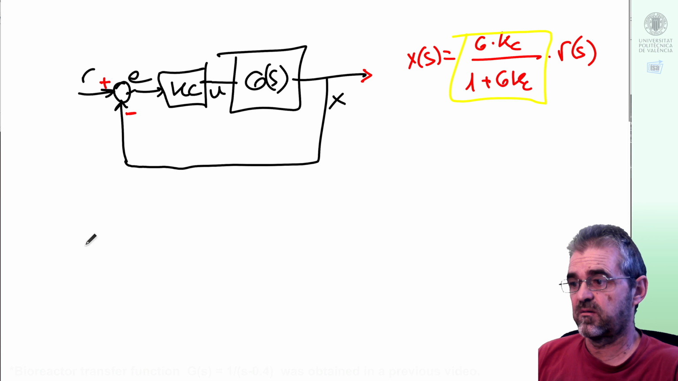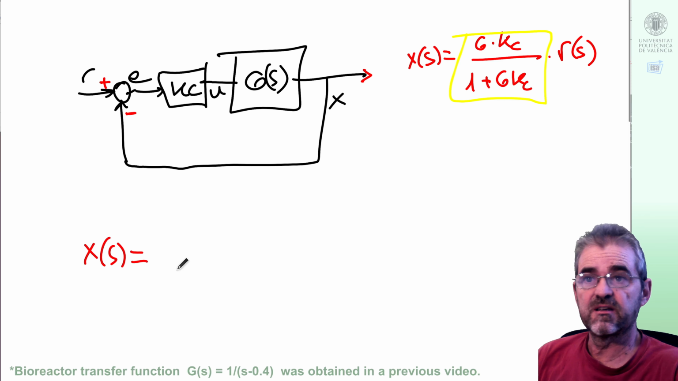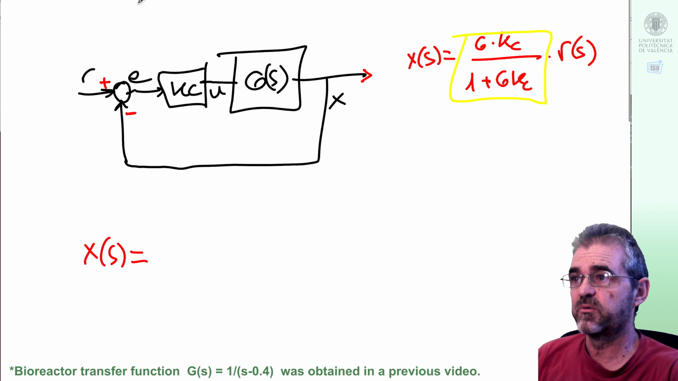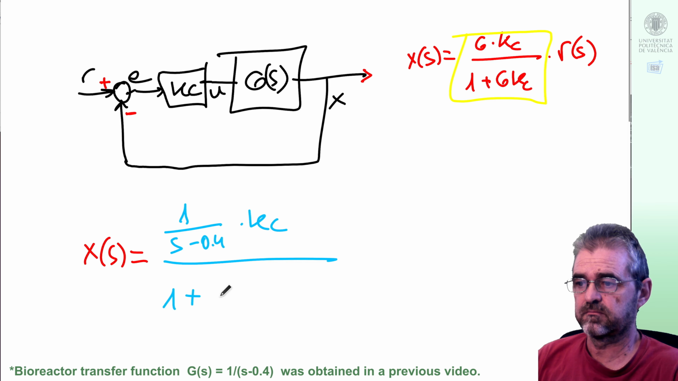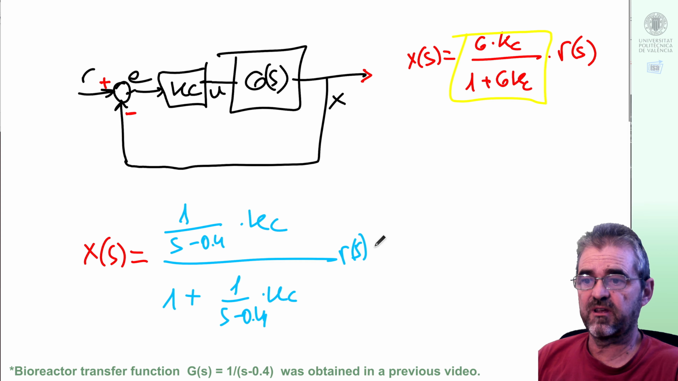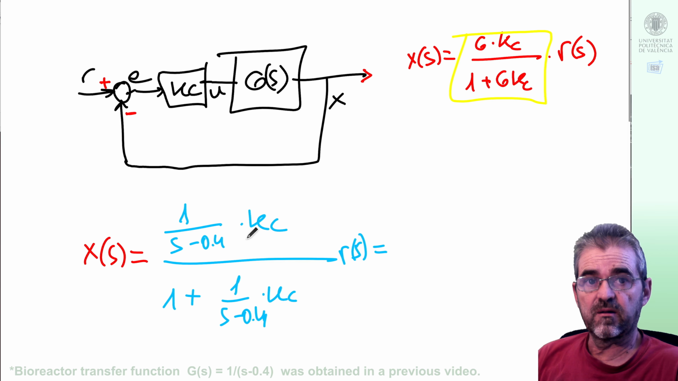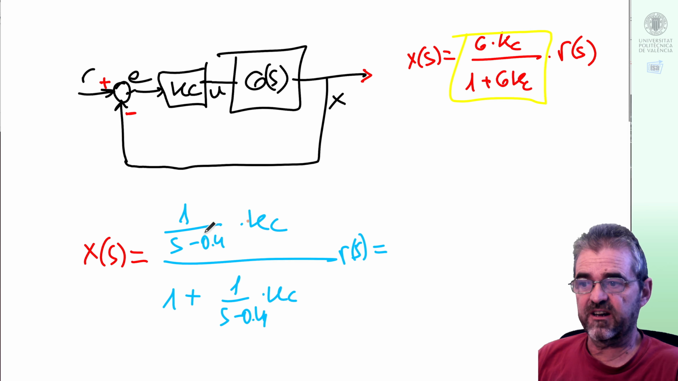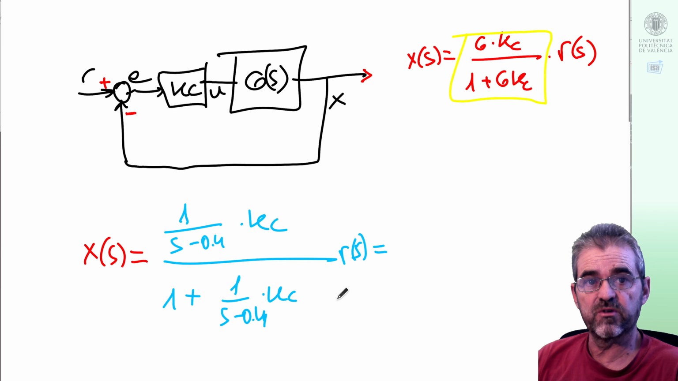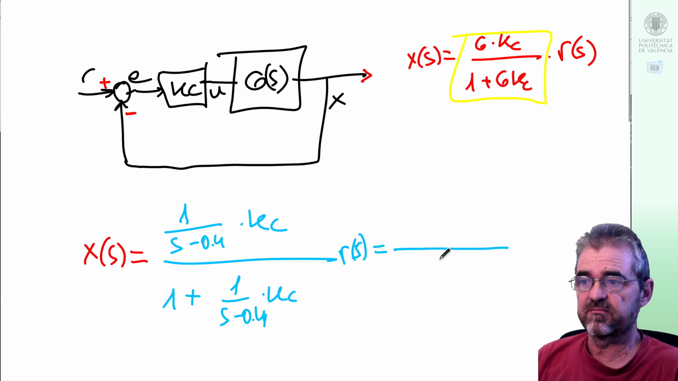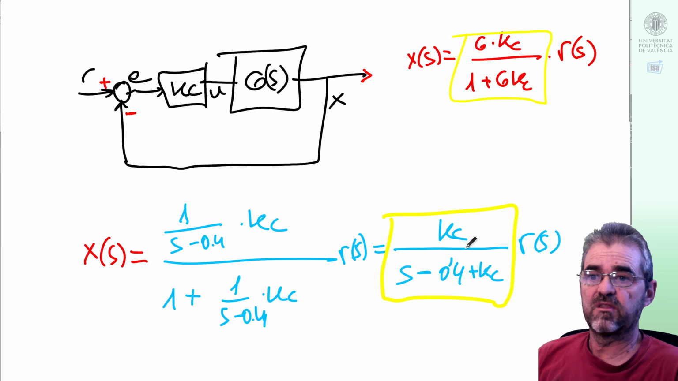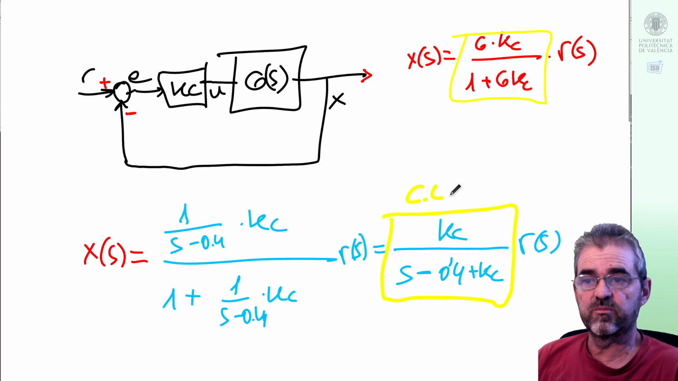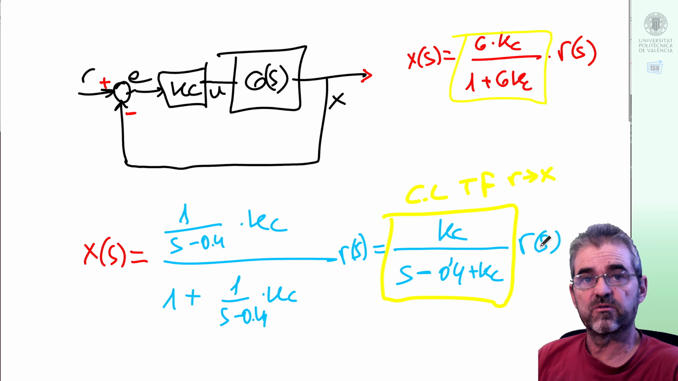And then if we replace g by our model, we'll get this expression, and now multiplying numerator and denominator of the big fraction by s minus 0.4 to remove denominators, we get this expression as the closed loop transfer function from set point to controlled output.